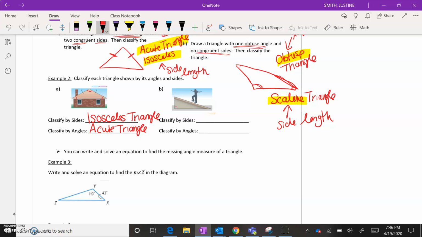All right, and then this next one is classify it by side length. Again, there's no markings on the sides. So if there's no markings on the sides, we know that they're not congruent, they're not equal. So this would be a scalene triangle. Okay, and classification by angle, it gives us that right angle there. So this is going to be a right triangle.